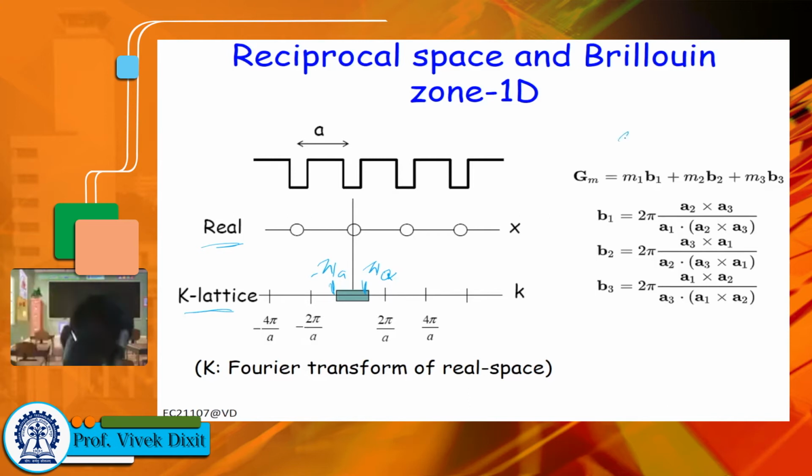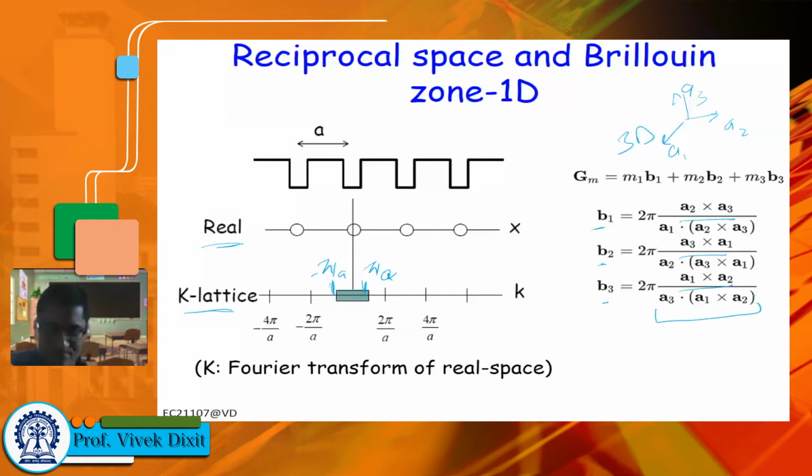In 3D, let's say a1, a2, a3 are the lattice vectors. The corresponding reciprocal space vectors can be obtained by this expression. a2 cross a3 will give b1, a3 cross a1 will give b2, and a1 cross a2 will give b3. This is of course divided by the volume of the cell, a3 dot a1 cross a2. These three are actually equivalent: a1 dot a2 cross a3 is the same as a2 dot a3 cross a1, which is the same as a3 dot a1 cross a2.